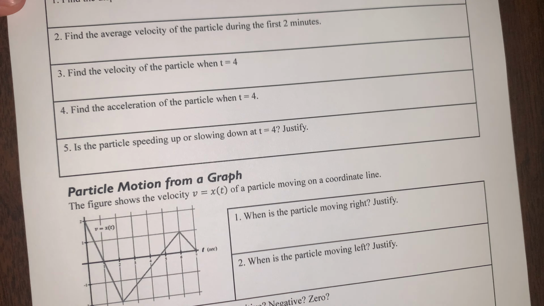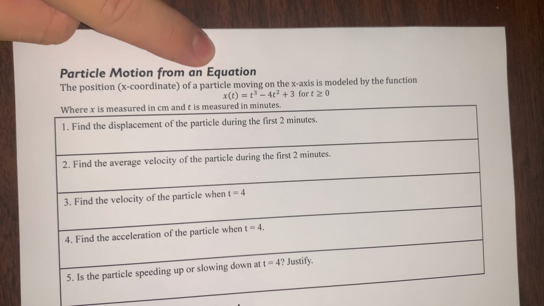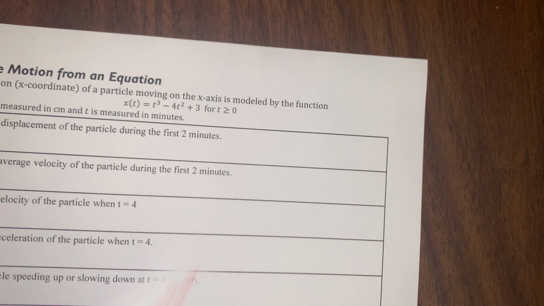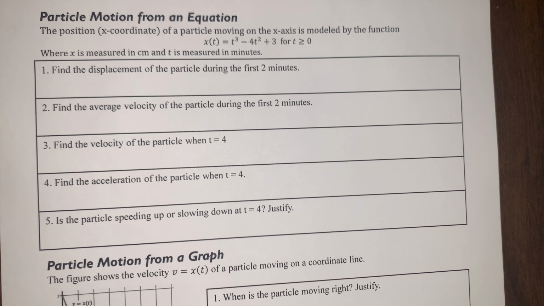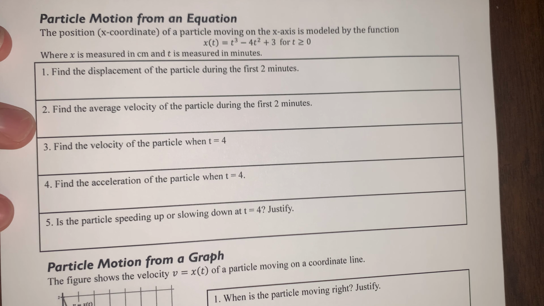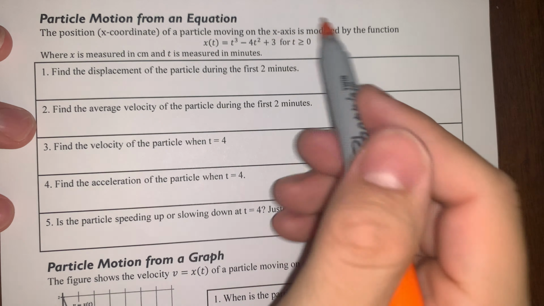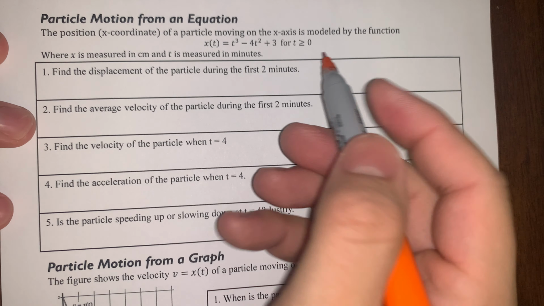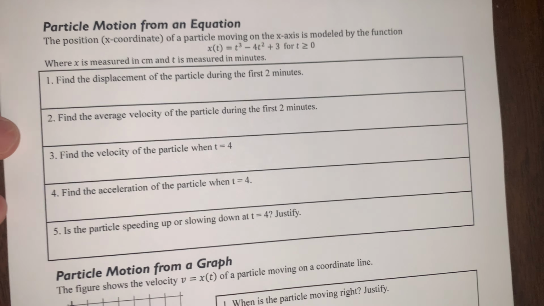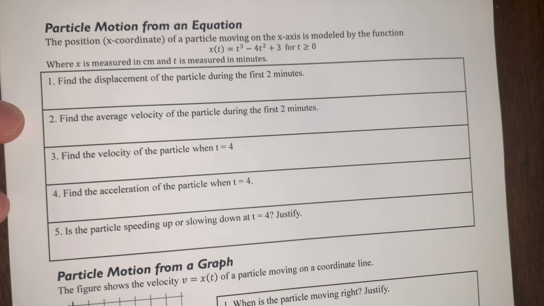All right, so let's go ahead and see particle motion in the form of an equation and in the form of a graph. We already talked about the graphs, and we looked at the table. Now we're going to see how to answer particle motion questions when they give you an equation. It says the position x coordinate of a particle moving on the x-axis is modeled by the function x of t equals t cubed minus 4t squared plus 3 for t greater than or equal to 0, which makes sense. You can never have negative time, so they're going to say that often. Where x is measured in centimeters and t is measured in minutes.